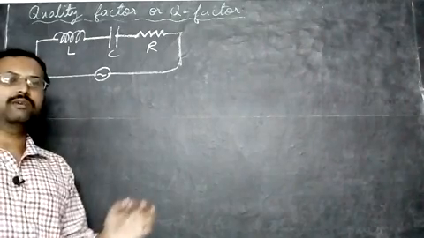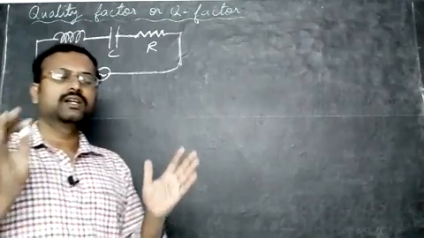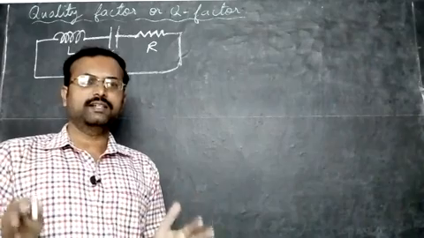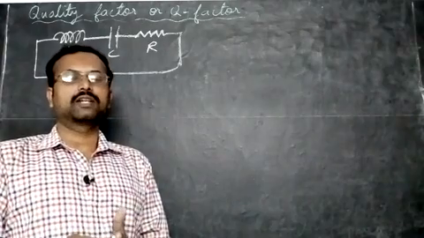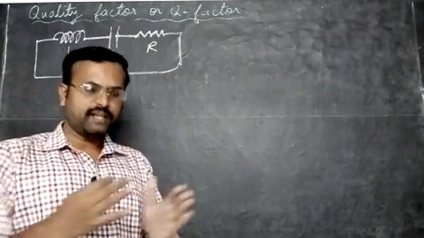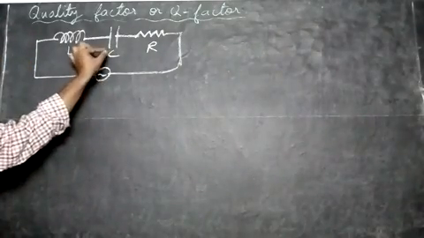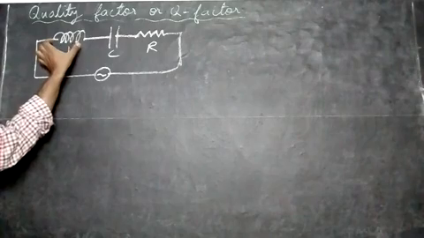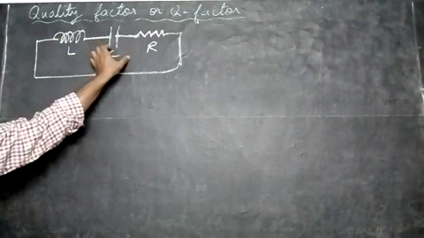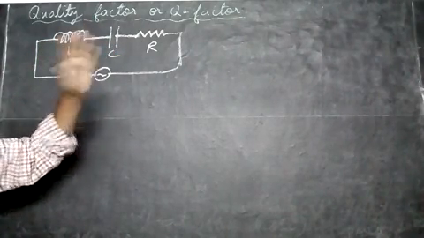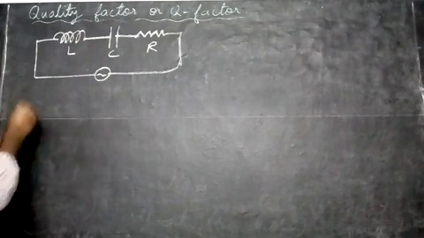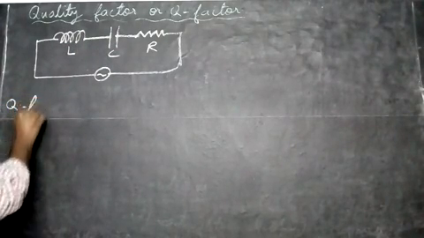Now we define quality factor as the voltage across the inductor or capacitor at resonance divided by the applied voltage. So we apply some voltage, and we want to see what is the voltage across the inductor or what's the voltage across the capacitor. That ratio we call the quality factor. So let us see now the formula for quality factor.